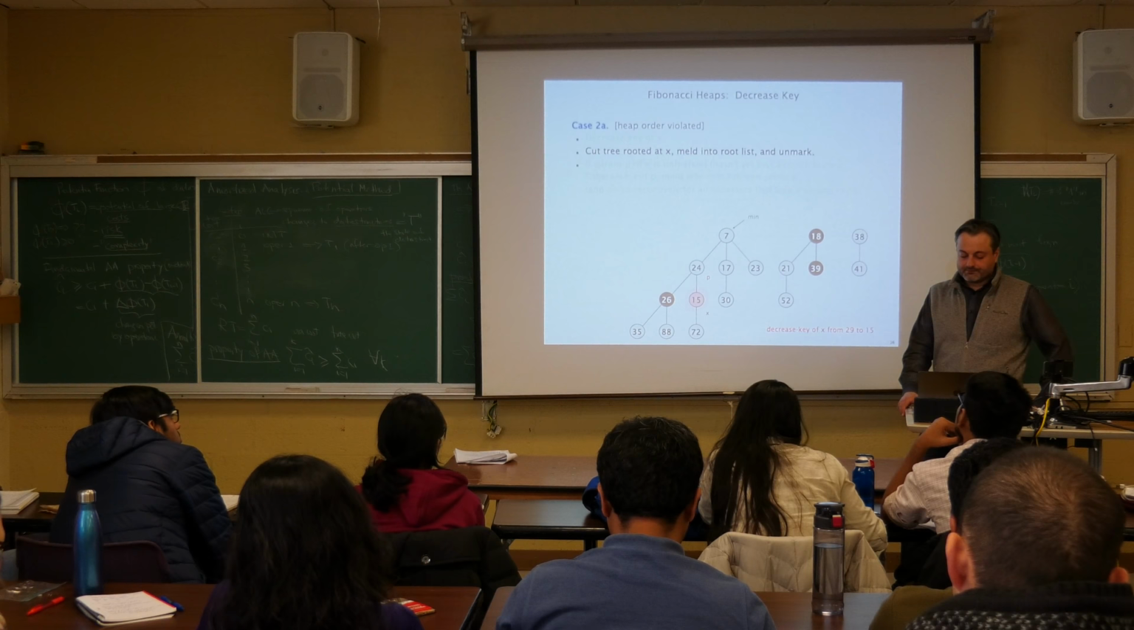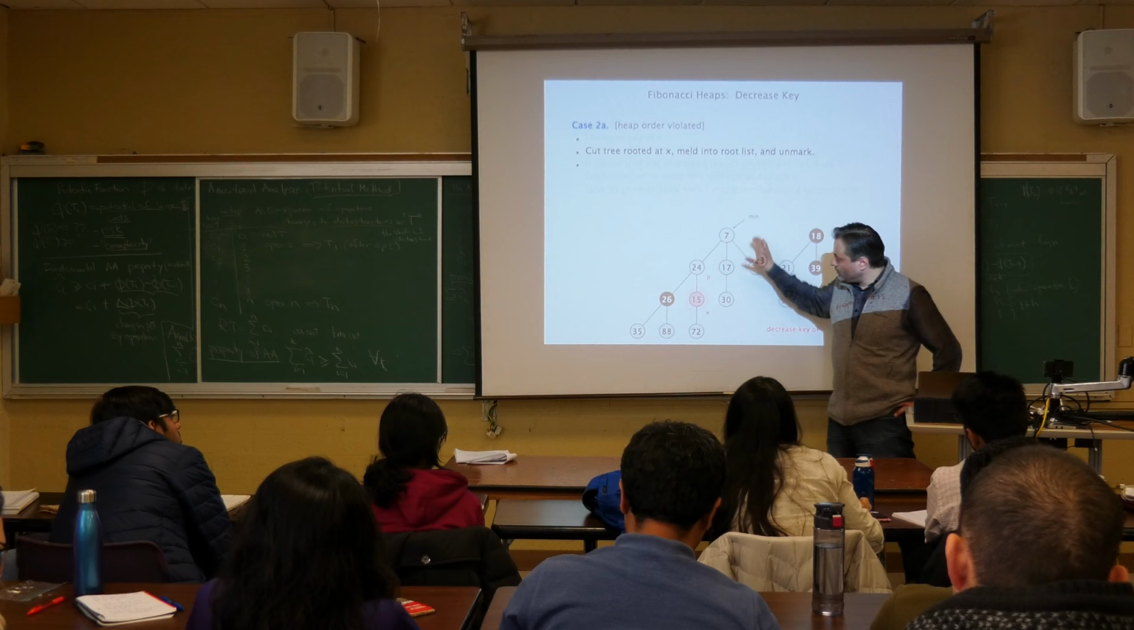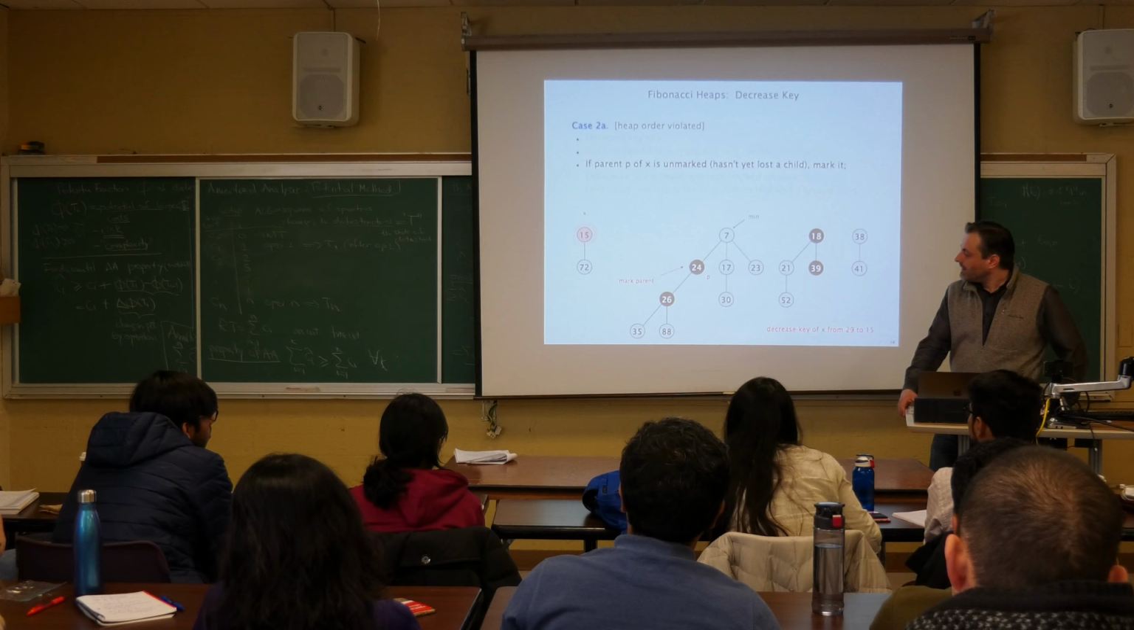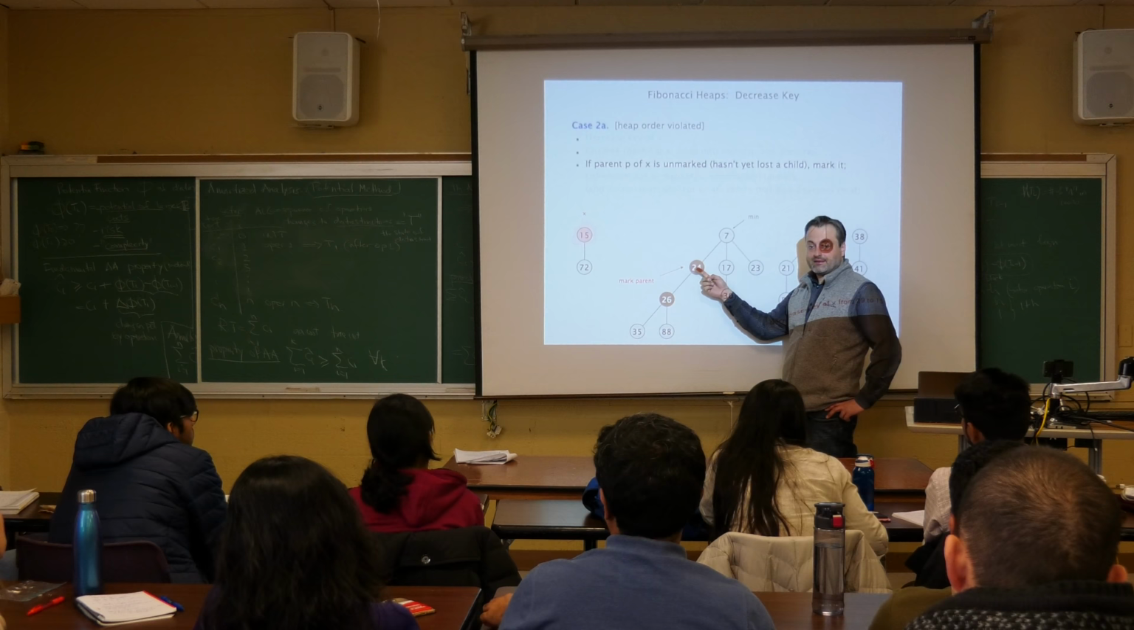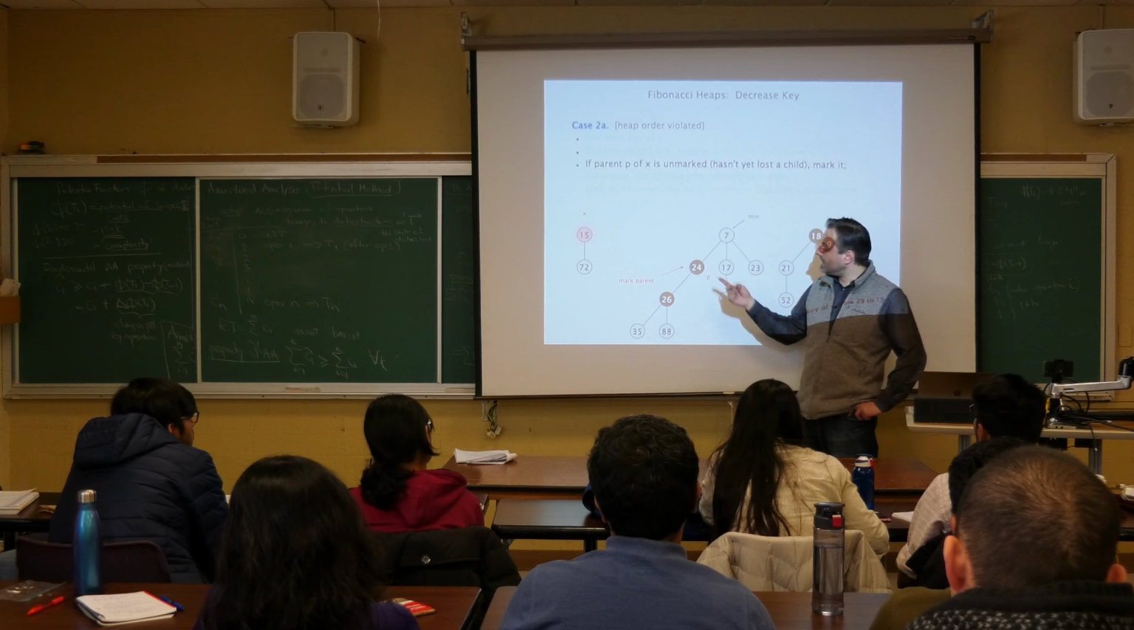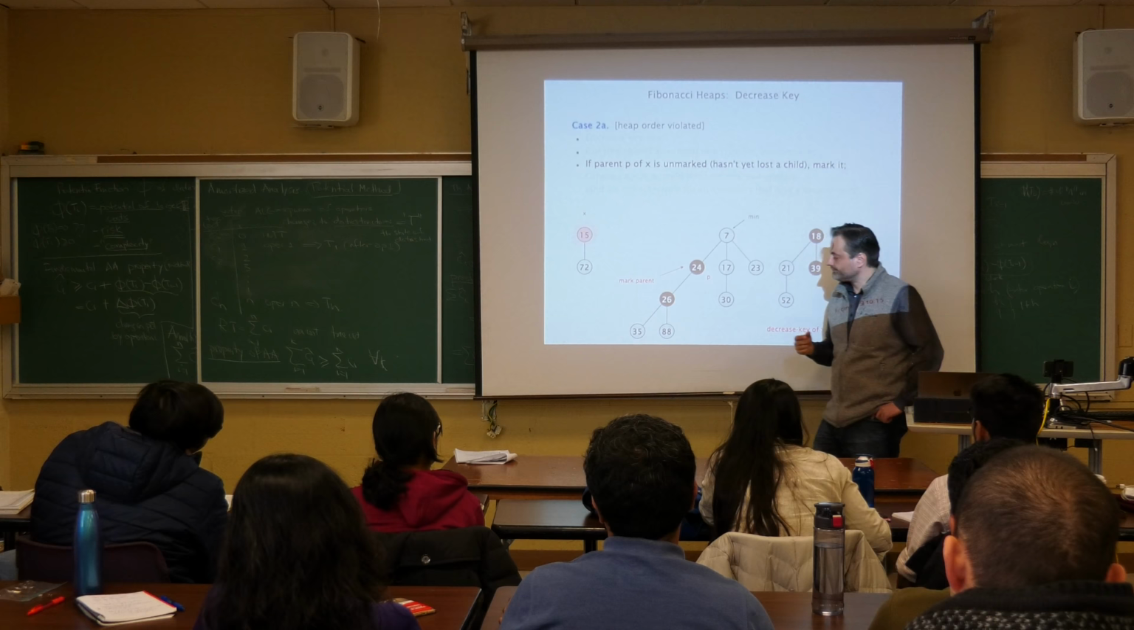Cut the subtree from there and put it back into the main list. Also, if the parent was the child of somebody and was not colored black, I make the parent black now. Because that is a potential problem for me in the delete function. So what then next?